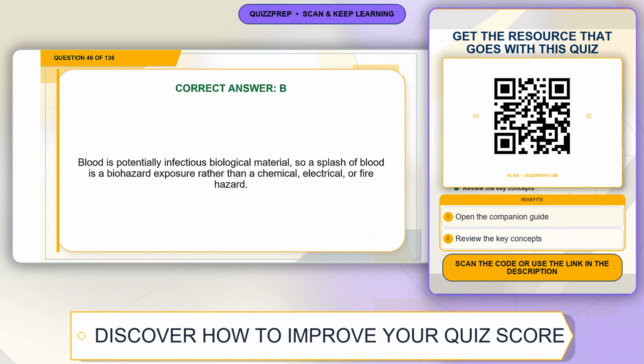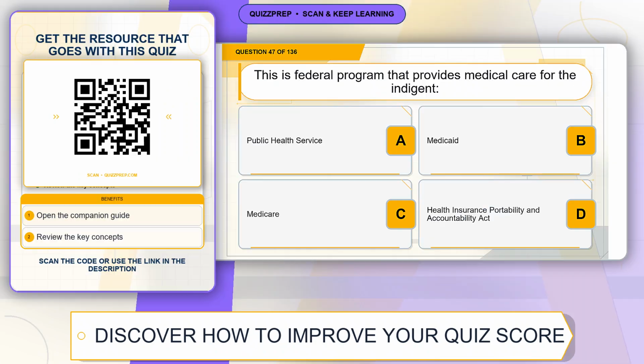Explanation. Blood is potentially infectious biological material, so a splash of blood is a biohazard exposure rather than a chemical, electrical, or fire hazard. Question 47.